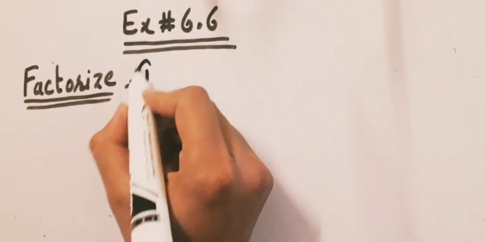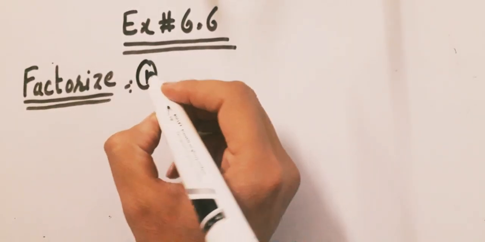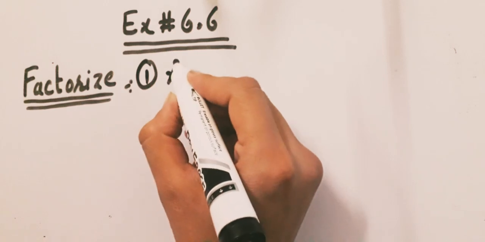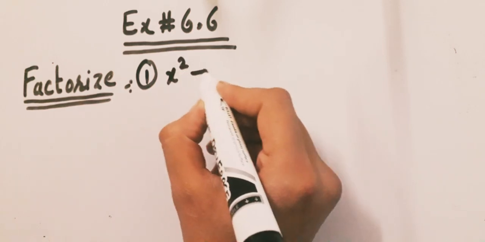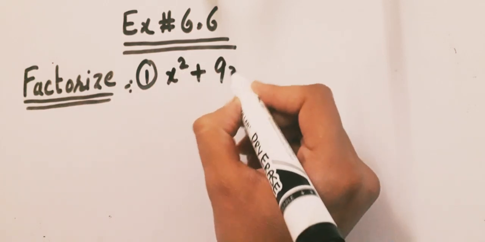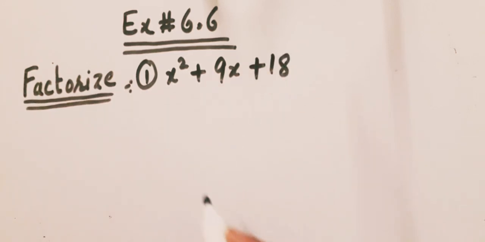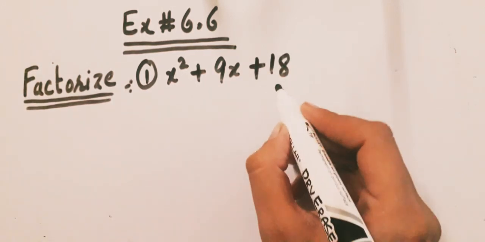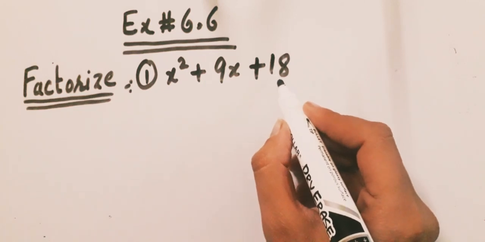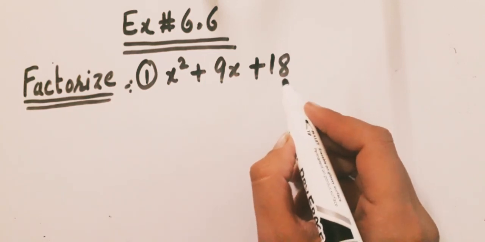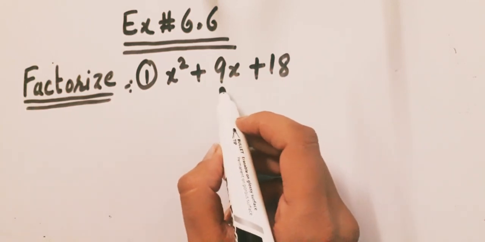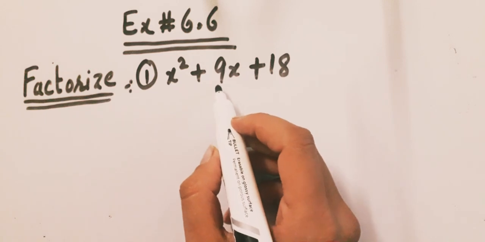Now the question number 1 is x raised to power 2 plus 9x plus 18. So you will make the factors of 18 such that when those two numbers are added, it will become 9.